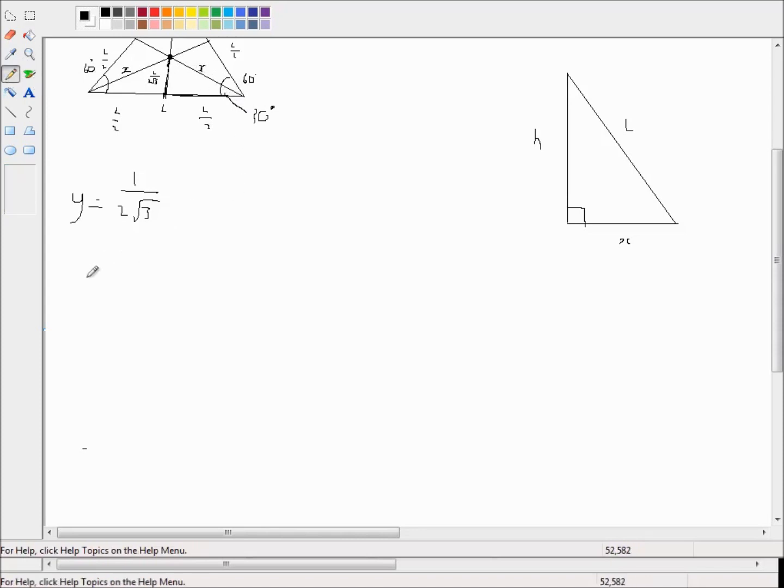So x squared is equal to y squared, which is L over 2 root 3 squared. Sorry, L over 2 root 3, not 1. That's what you get for writing a lowercase l that looks like a 1. L over 2 root 3 squared plus, and then this is just L over 2 squared, because this is a right angle.